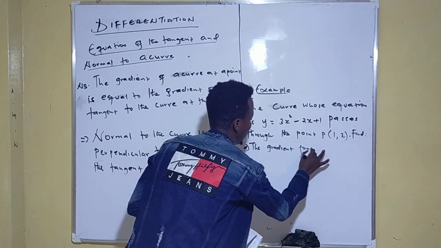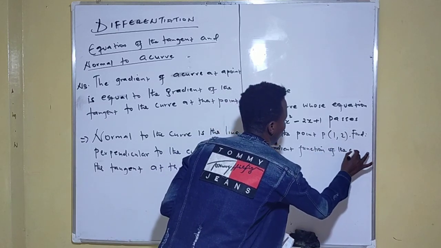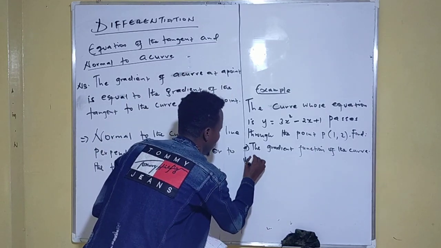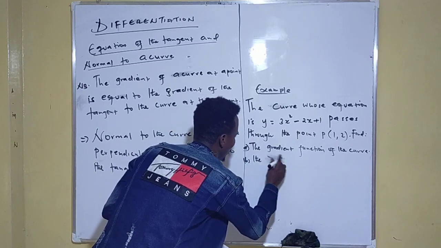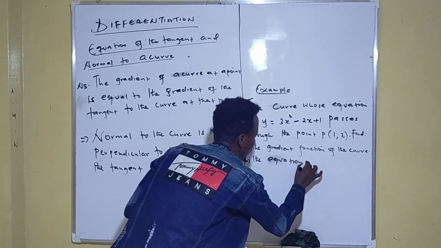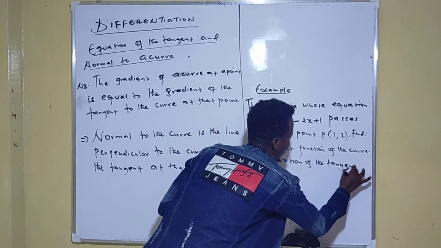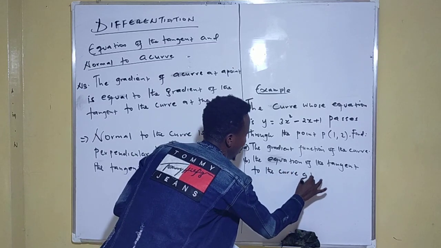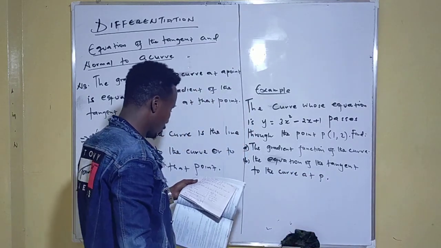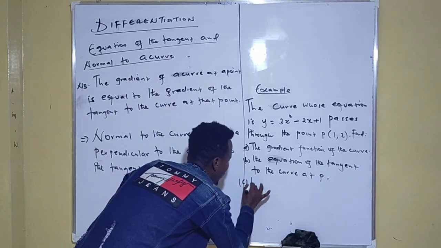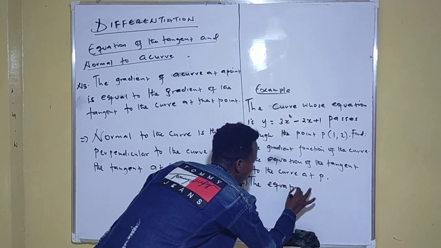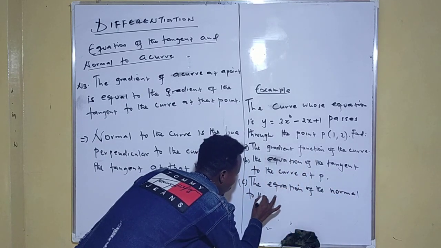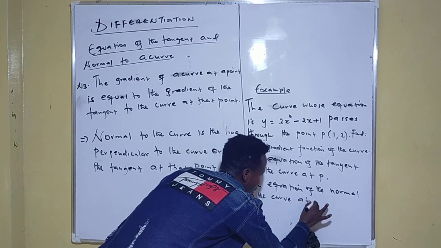The gradient function of the curve. Question B, the equation of the tangent to the curve at point B. Then the last question C, the equation of the normal to the curve at B.